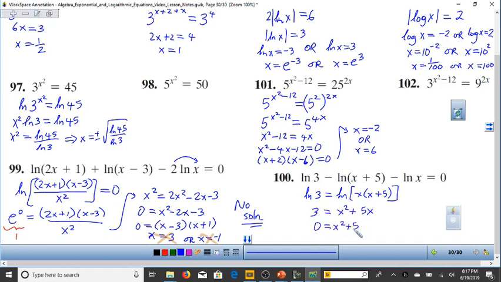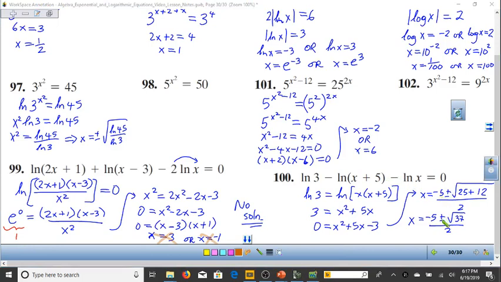So then that means 0 is equal to x squared plus 5x minus 3. And then what I will do is solve this using the quadratic formula. x is equal to negative b plus or minus the square root of b squared minus 4 times a times c, so 4 times 3 times 1, over 2a. So x is equal to negative 5 plus or minus the square root of 37 over 2. The only answer that works would be negative 5 plus square root 37, because our answers have to all be greater than 0. So based on that, the only answer that works is negative 5 plus square root 37 over 2.